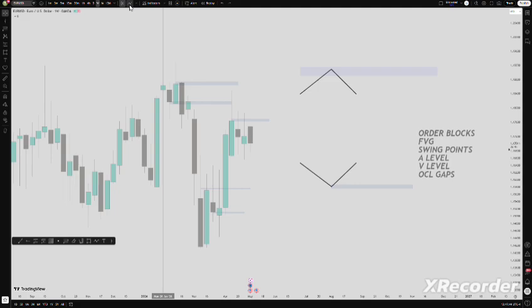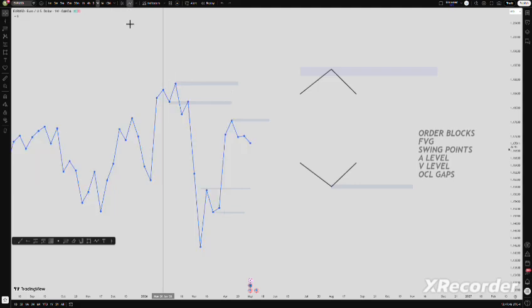No. But let's verify these levels with our line chart. So we have this. Look at that. Beautiful. This is what? A V level. This is what? An A level. This is an A level, an A level, and another A level. This is a V level.